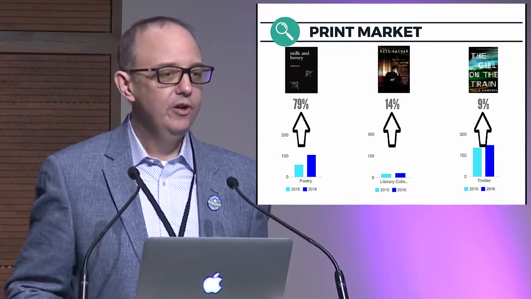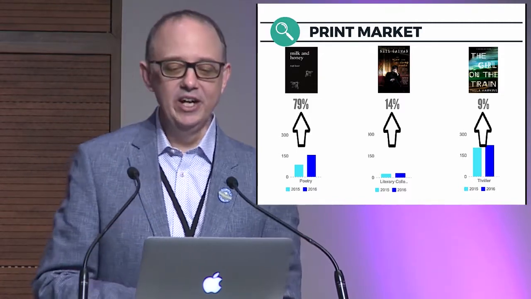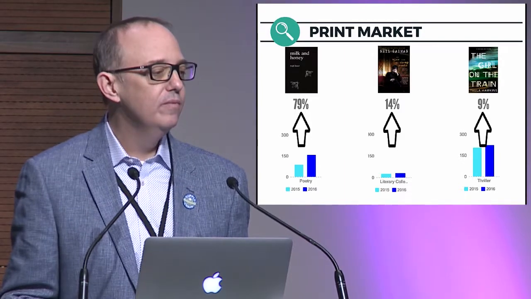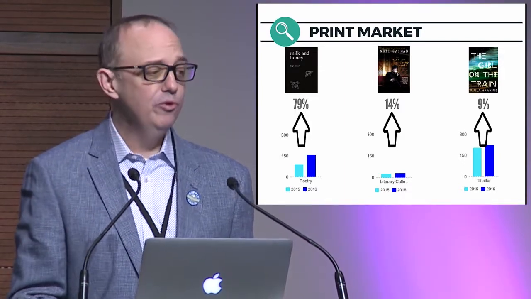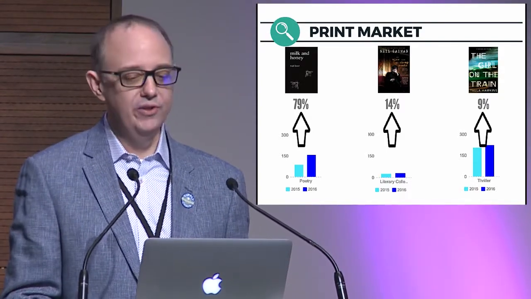And then thriller. Thriller bounces up and down every year based on whether there's a bestseller. And Girl on the Train has been a bestseller in that category for a little while. So categories go up, categories go down. Markets move up, markets move down. You need to put this stuff in context, obviously, of your own business.